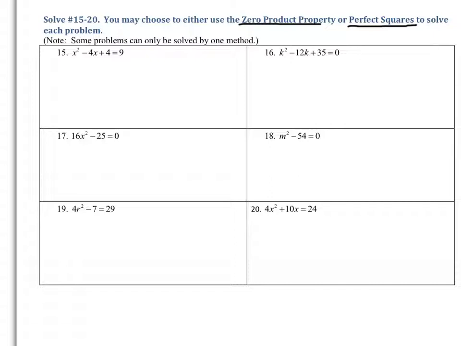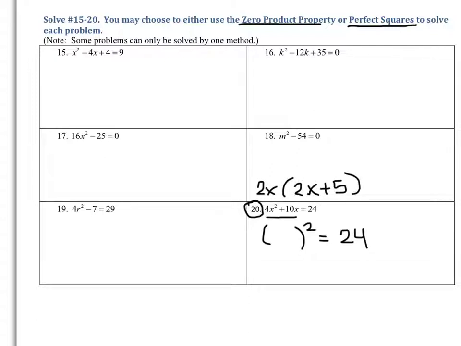Let's see, which one should I solve? How about 20, maybe the toughest. I look at 4x squared plus 10x equals 24. If I tried to write it as a perfect square, the left side has to be something squared equals 24. But is 4x squared plus 10x a perfect square? I know they have a 2x in common, so it'd be 2x times (2x plus 5), but that's not a perfect square. So the left side cannot be written as a perfect square as it is.